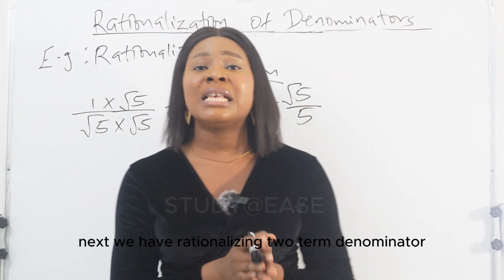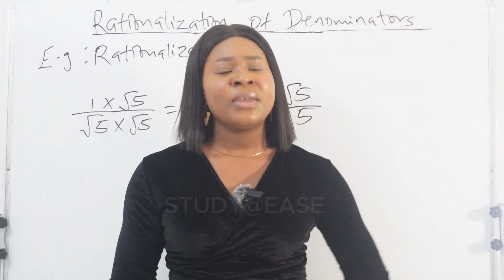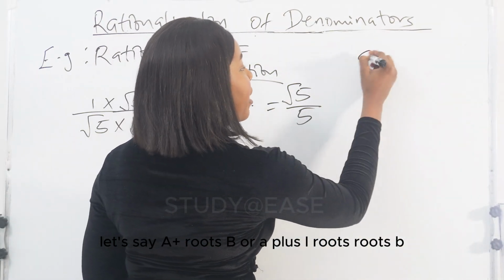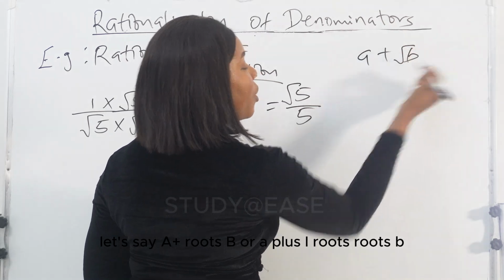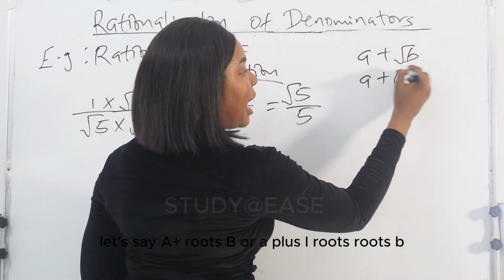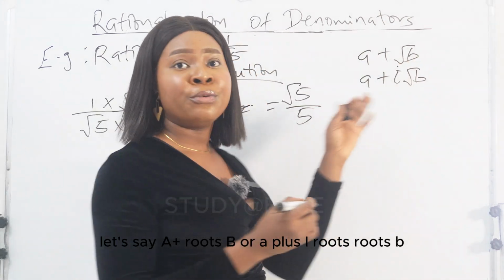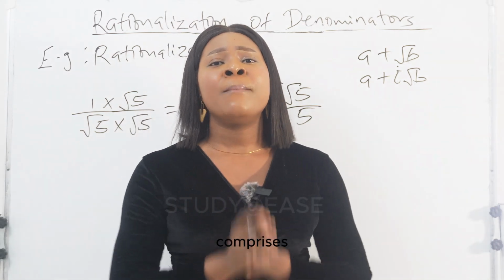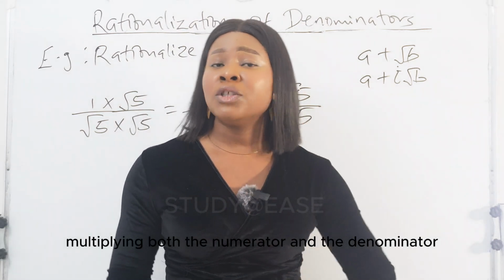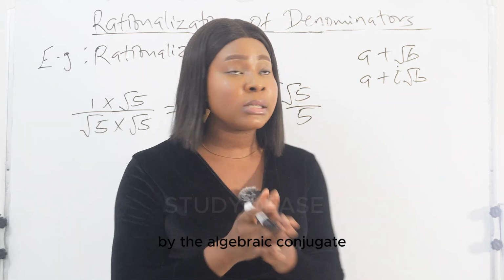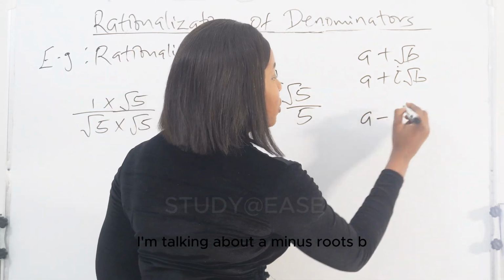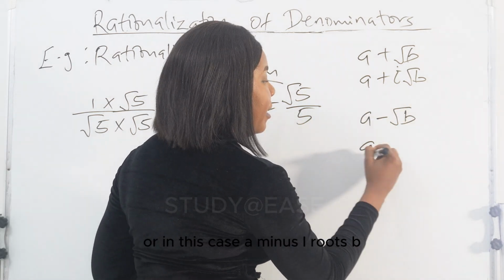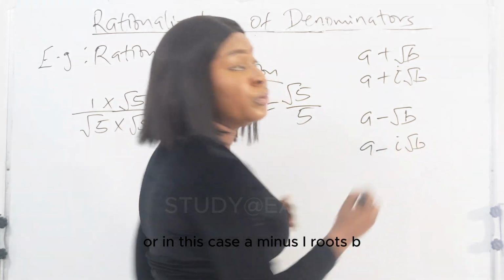Next we have rationalizing a two-term denominator. If the denominator is linear and is of the form, let's say, a plus root b or a plus i root b, then the method of rationalization of the denominator comprises multiplying both the numerator and the denominator by the algebraic conjugate. I'm talking about a minus root b, or in this case, a minus i root b.